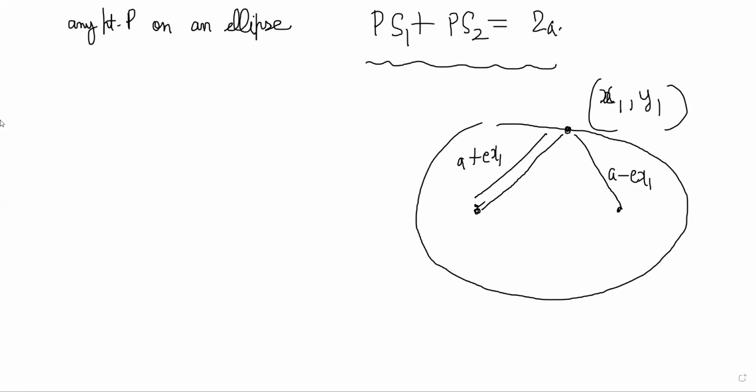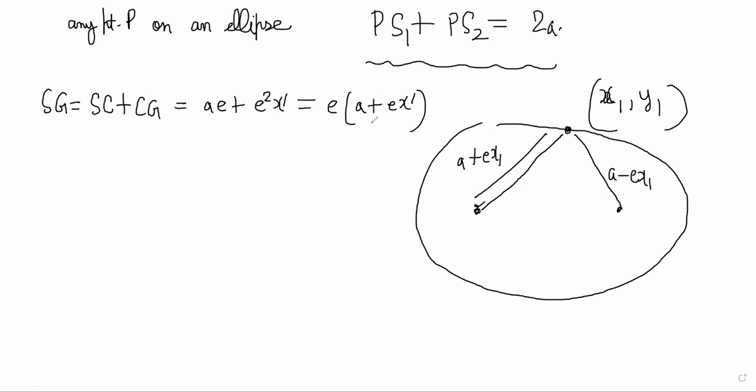So earlier when I was saying SG was equal to SC plus CG, we had gotten it as AE plus E square x1, right? And that E common, it became A plus EX dash, and A plus EX dash is the distance of X dash from that focus, right? The focal distance of that X dash Y dash from the focus. So E times SP, in the previous figure that I had drawn, right?